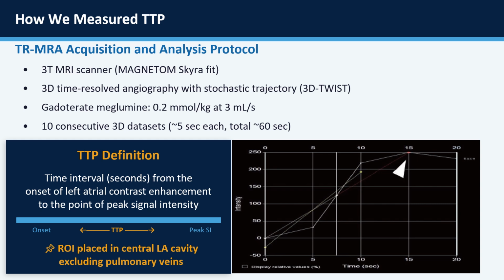In our study, the time resolved MRA was performed on a 3 Tesla MRI system using a 3D TWIST sequence. We define TTP as the time interval from the onset of contrast enhancement to the point of the peak signal intensity in the left atrium on the MRI.